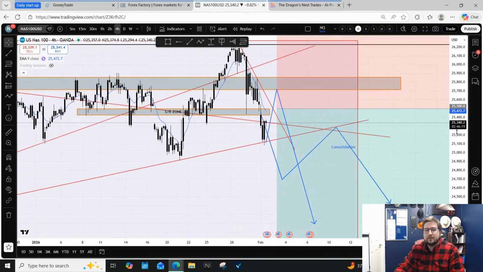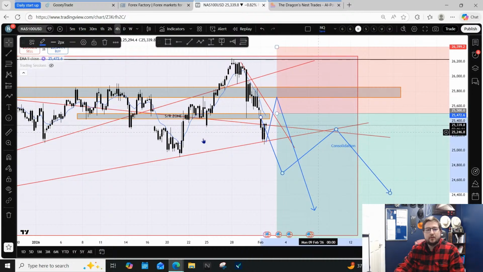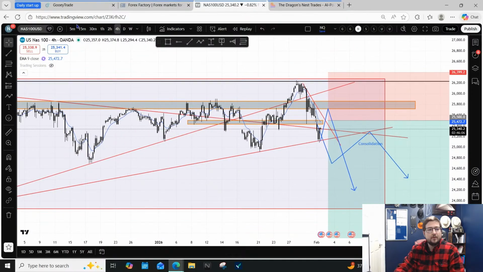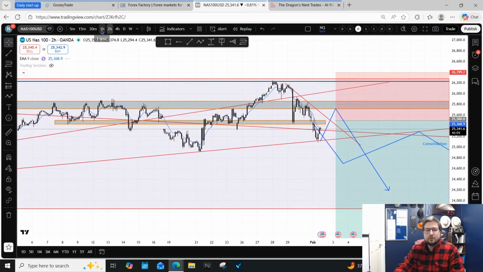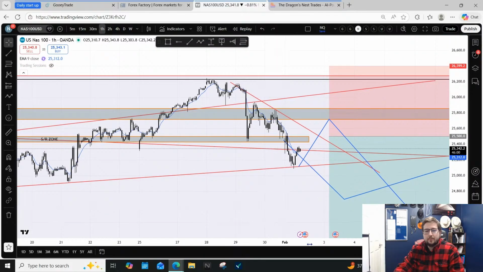So two things that it could do: it could come up and then head straight down, or it could just break right through here shortly and then retest later. So those are my two expectations as of right now for NASDAQ. And let's go ahead and jump down to a 1 hour just to see what we have on the 1 hour time frame as well.